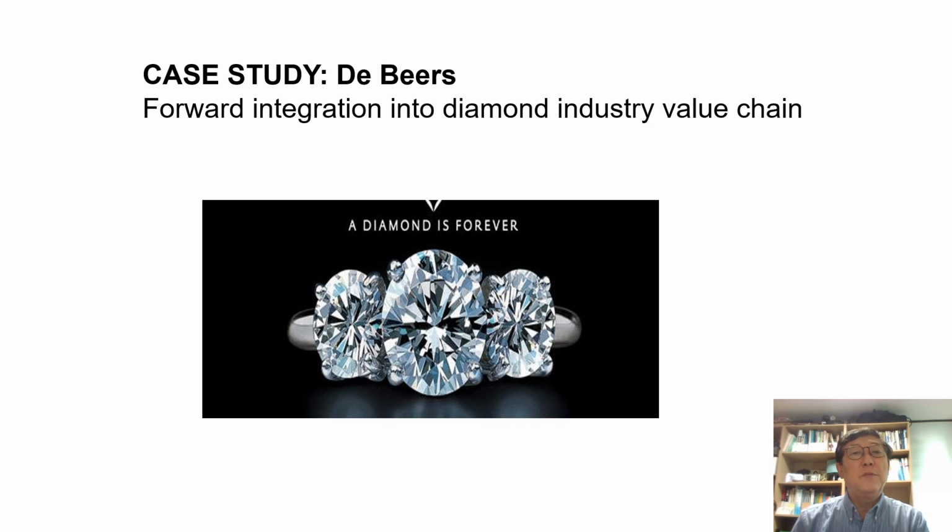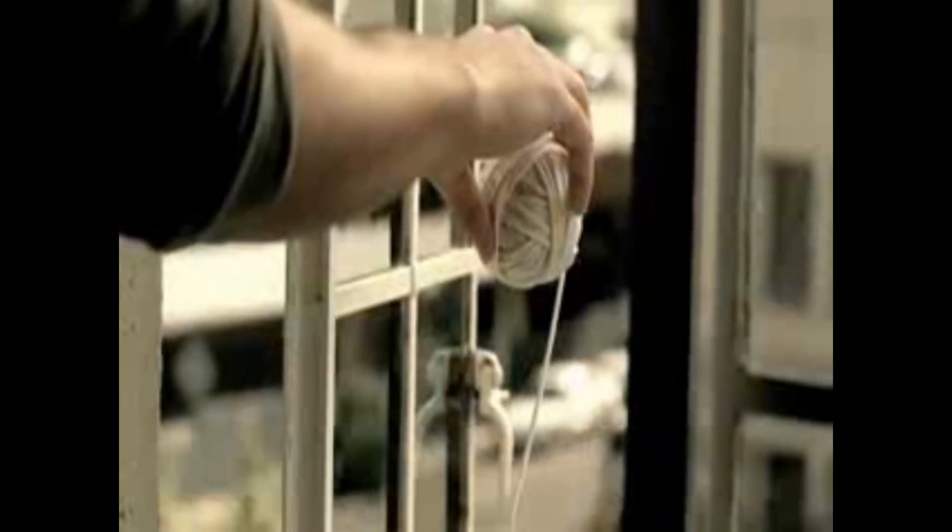Okay, this is a case study of De Beers, for integration into the diamond industry value chain. Their slogan is "A diamond is forever." De Beers is the largest diamond company in the world. This is a very famous advertising.